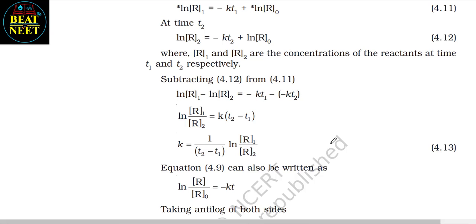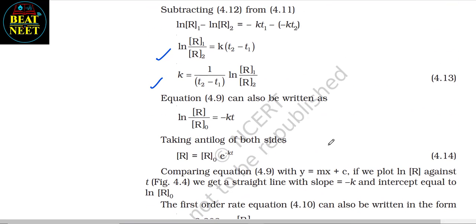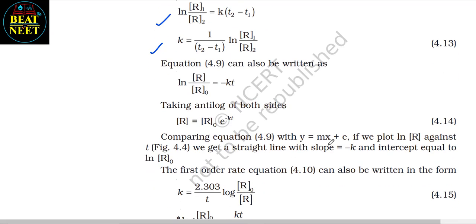Subtracting 4.12 from 4.11, we will get ln R1 minus ln R2 is equal to minus kt1 minus kt2, so ln R1 upon R2 is equal to k into (t2 minus t1). So k is equal to 1 upon (t2 minus t1) ln R1 upon R2. Equation 4.9 can also be written as ln R upon R naught is equal to minus kt. Taking anti-log of both sides, R is equal to R naught e to the power minus kt.